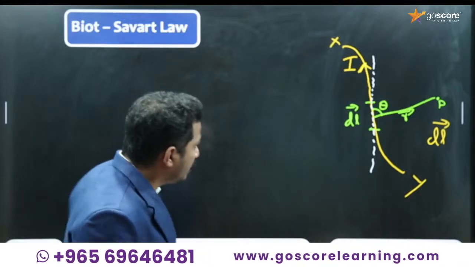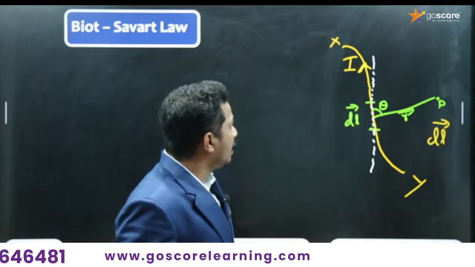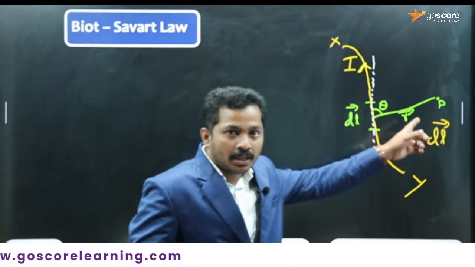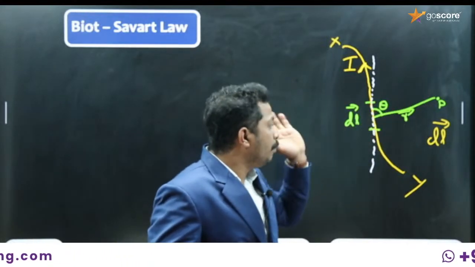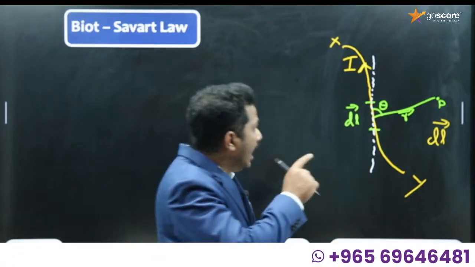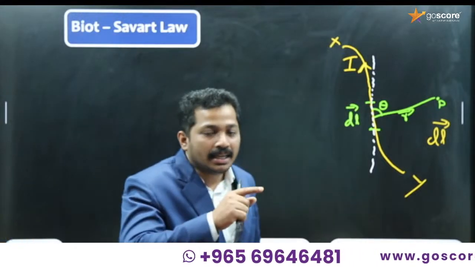So I will explain this once again. Consider a current carrying element XY carrying a current I. Consider a small current element dl, which is a vector. Consider a point P at which we intend to measure the magnetic field strength, which is at a distance r from the middle of the current element, and the angle between the position vector r for P and the current element dl is theta.